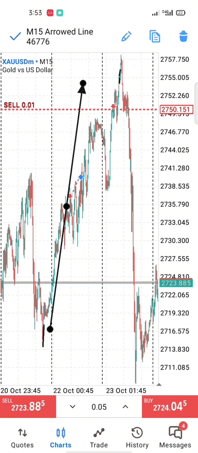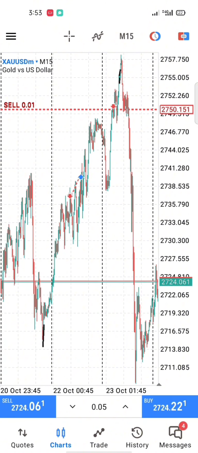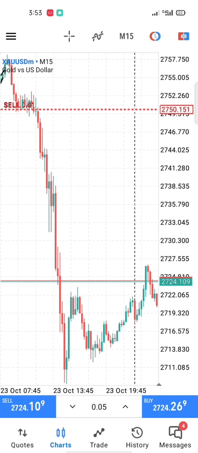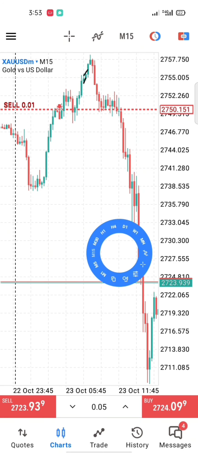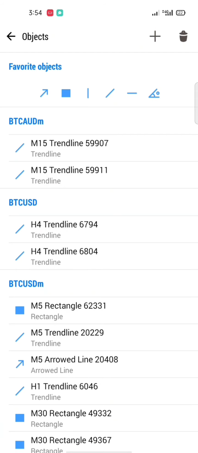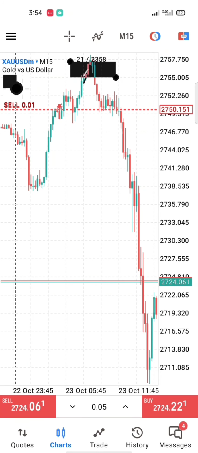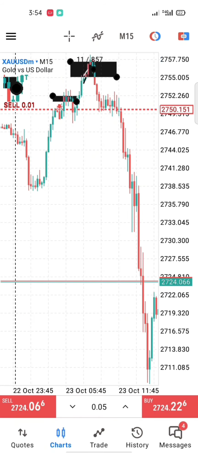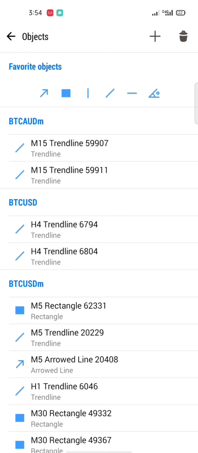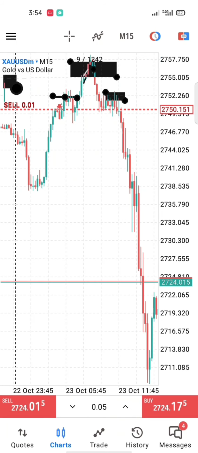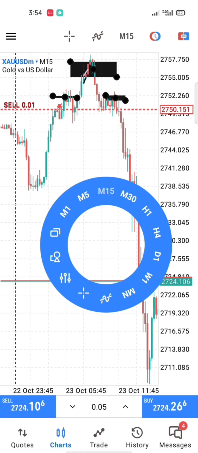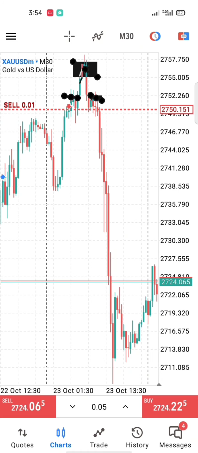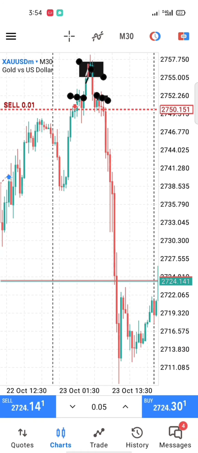Before the trade sold at this point, it created a head and shoulders pattern in this area. The trade created a head here, and also the left shoulder at this point and the other shoulder at this point. That is where I entered this sell, and the trade is currently giving us profit at this point.